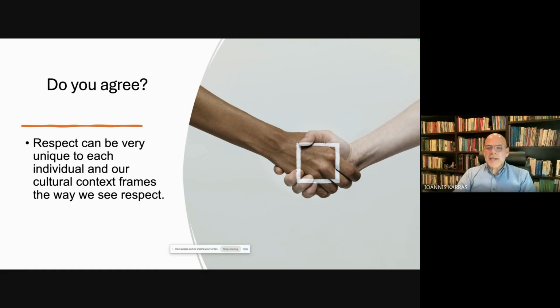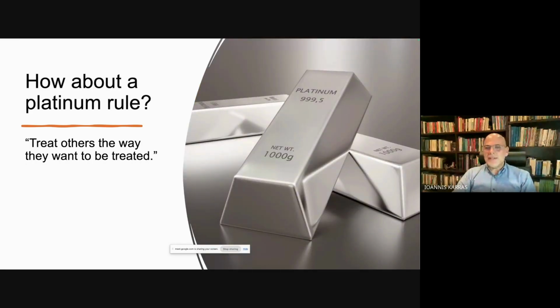Respect can be very unique. How I want to be treated might not be the same way as you want to be treated. So I think we should revisit this golden rule. And then some people thought about another rule, which they call the platinum rule. And they support that we should treat others the way that they want to be treated. So I will treat you the way you want to be treated. But then the obvious question becomes, how do I know how you want to be treated, right? So that's also a little bit problematic.